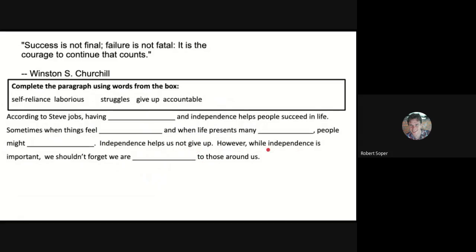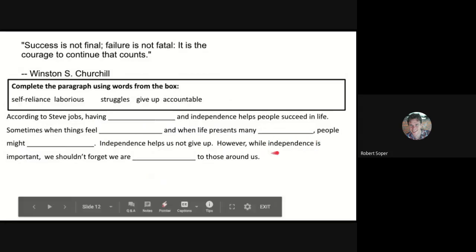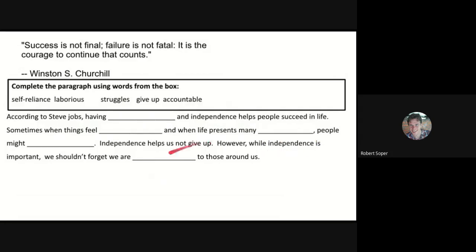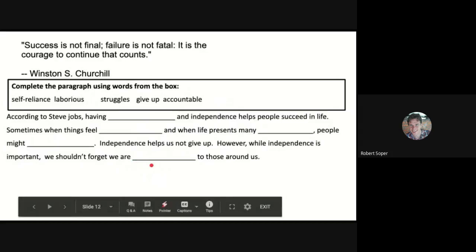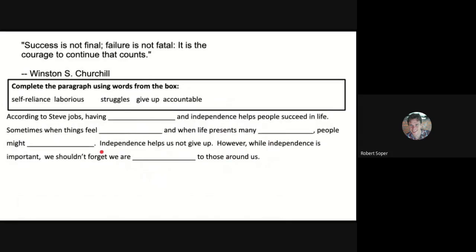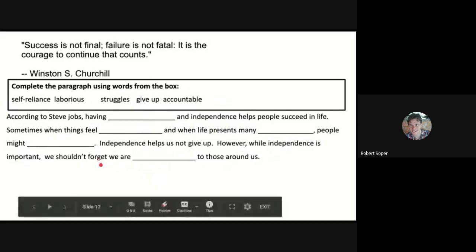In other words, there's a difference between being independent and doing things on your own, and being selfish and thinking that you don't need other people or that the actions you do don't affect other people. Independence is doing it on your own, while selfishness is showing that you don't care for your accountability to other people. You are responsible to people in your lives, and that's just part of being alive.